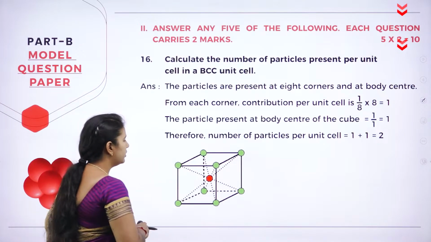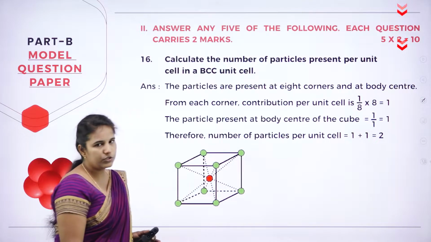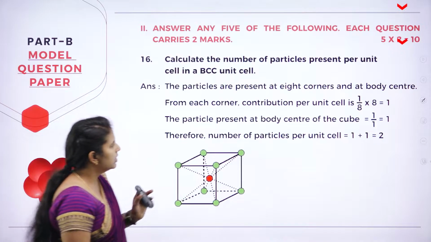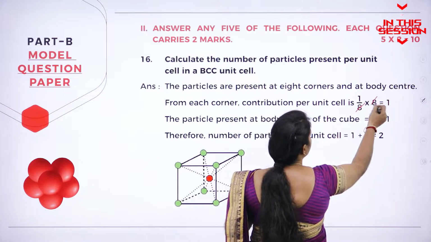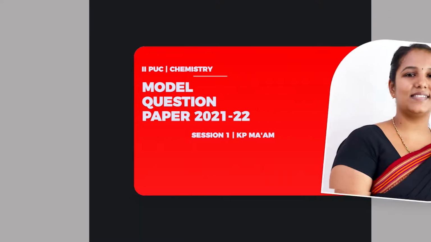In BCC, we know that each corner particle contributes 1 atom. So it is given by 1 by 8 into 1. So it will get cancelled. So it will give rise to the 1.